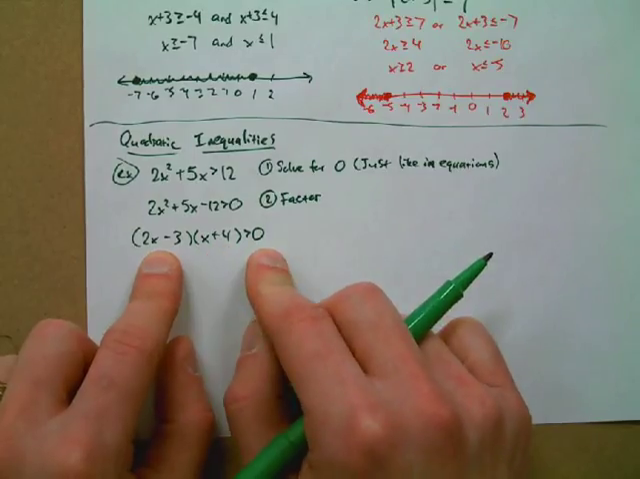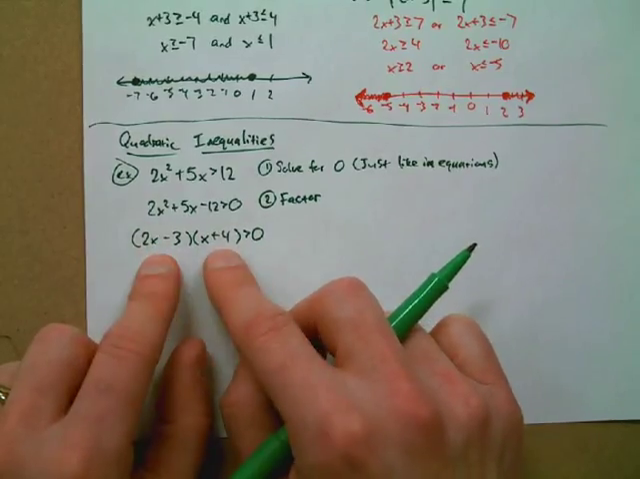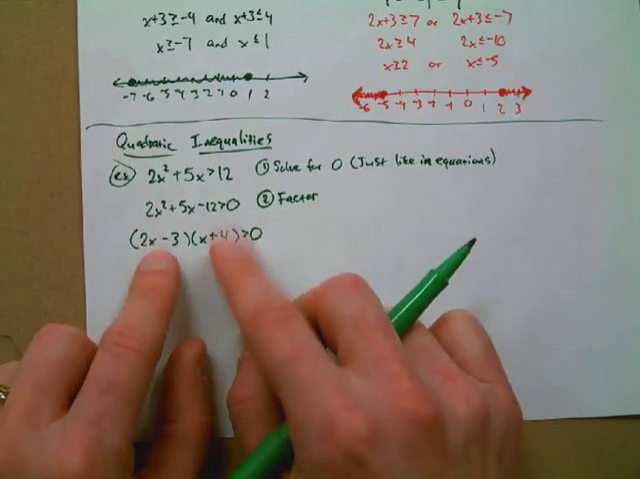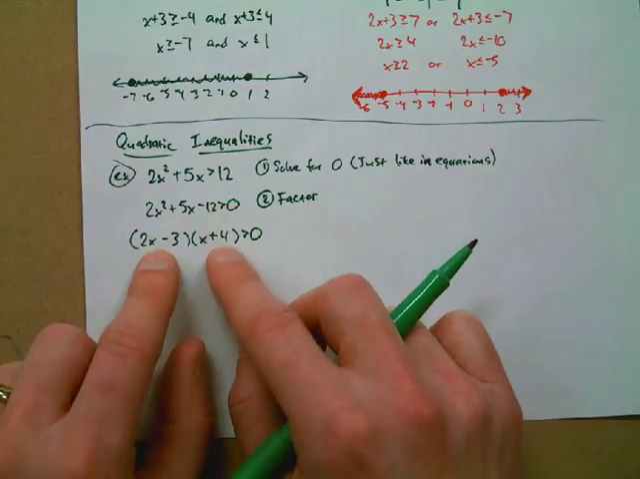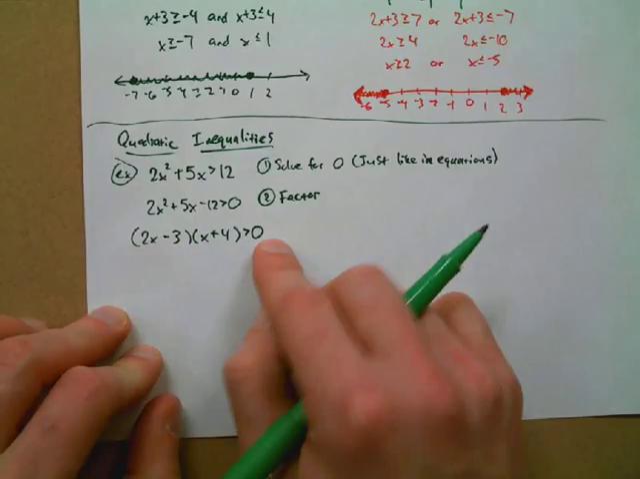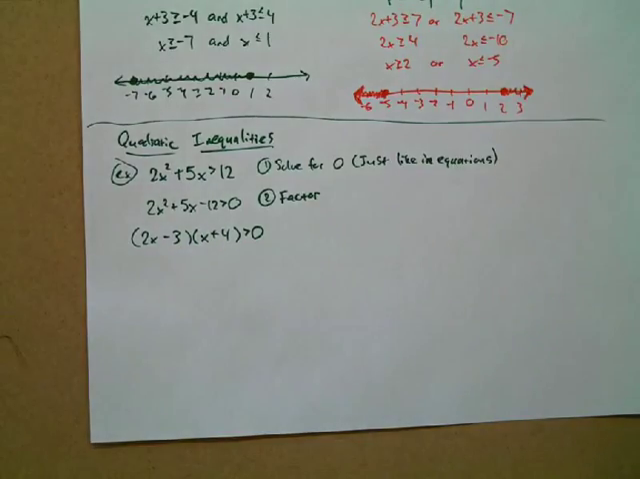Yeah, so we've got to be careful there. We can't just break this thing up and say 2x minus 3 is greater than 0, x plus 4 is greater than 0. It doesn't quite work out that way, because we can also solve it for when 2x minus 3 is less than 0 and x plus 4 is less than 0. So here's what we're going to do. We're going to solve this thing like we would an equation. We're just going to say 2x minus 3 equals 0, x plus 4 equals 0, and we're going to get our zeros.